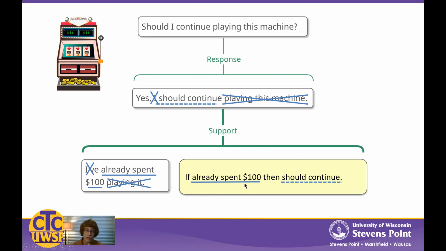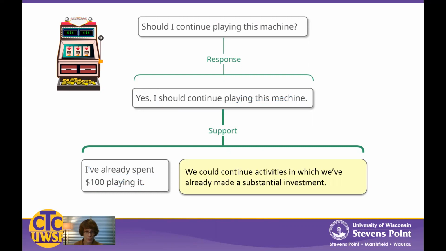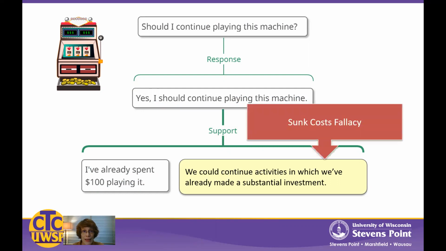Now, of course, we want to buff that out. We want to polish it, make it a halfway decent English sentence. And I suppose what this would really be is, if you've already spent $100 doing something, then you should continue it. But the underlying principle is less about having spent $100 than having made a significant investment. So what's really being assumed here is, we should continue activities in which we've already made a substantial investment. There's a name for that premise. It's called the sunk costs fallacy.